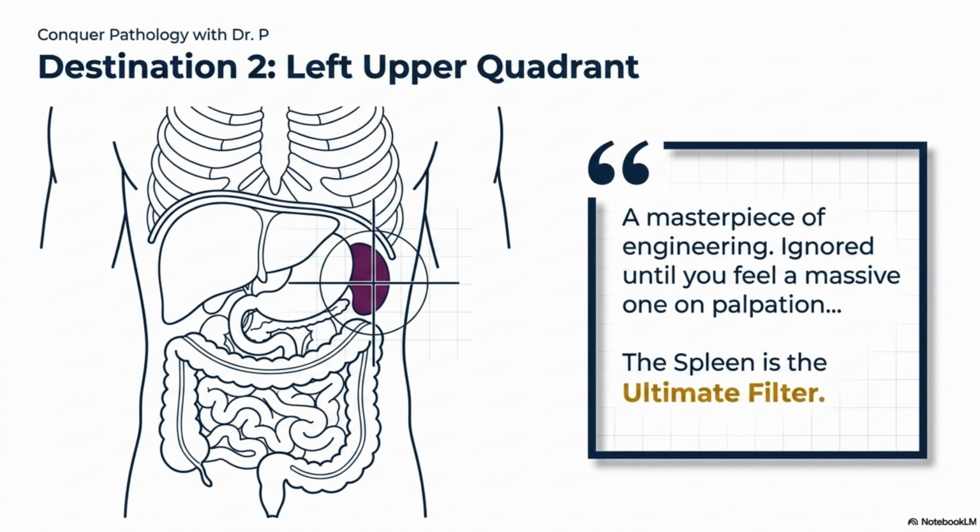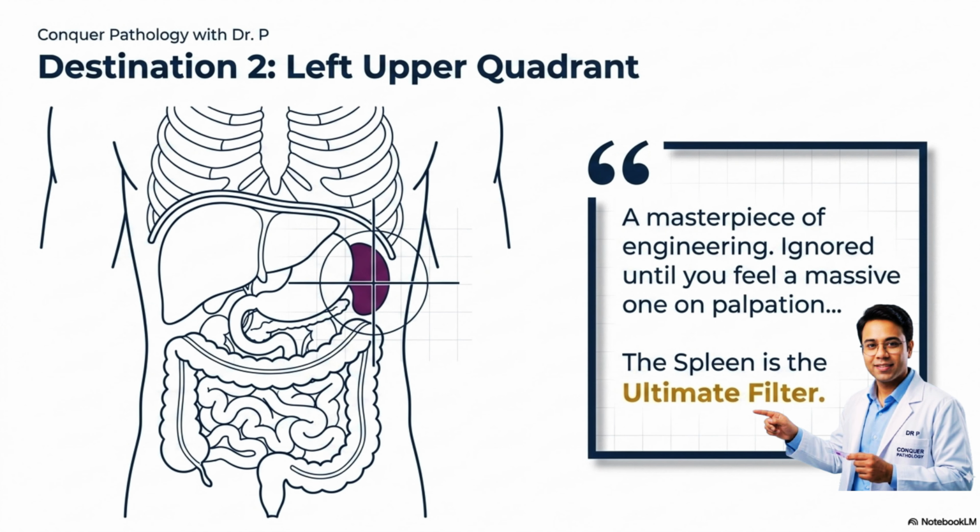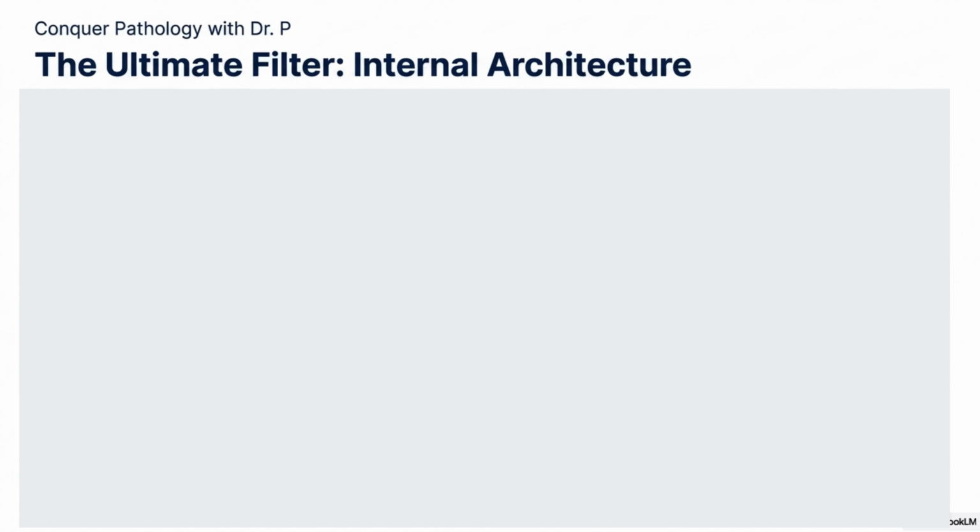Now we travel to destination 2, the left upper quadrant, the spleen. The spleen is truly a masterpiece of engineering. It is often ignored until you feel a massive one on palpation, but make no mistake, the spleen is the ultimate filter. Looking at its internal architecture, we divide it into 2 main zones.